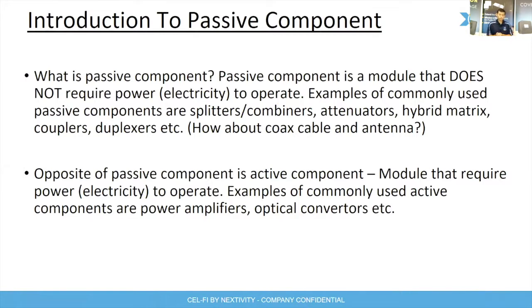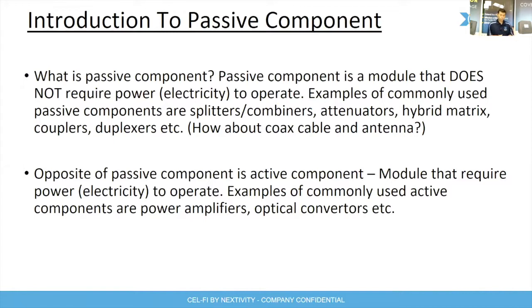One question for you: how about coax cable and antenna? Are those considered passive devices? Think about it. The answer is yes. Coax cable and antenna are still considered to be passive devices. Because why? They do not require power to operate. Okay? So we talked about what passive devices are, and we know the definition of passive devices.